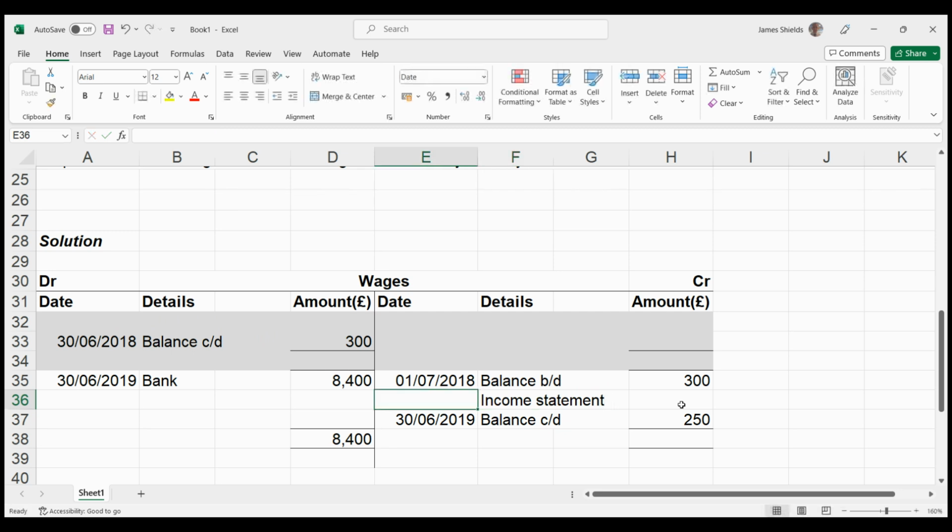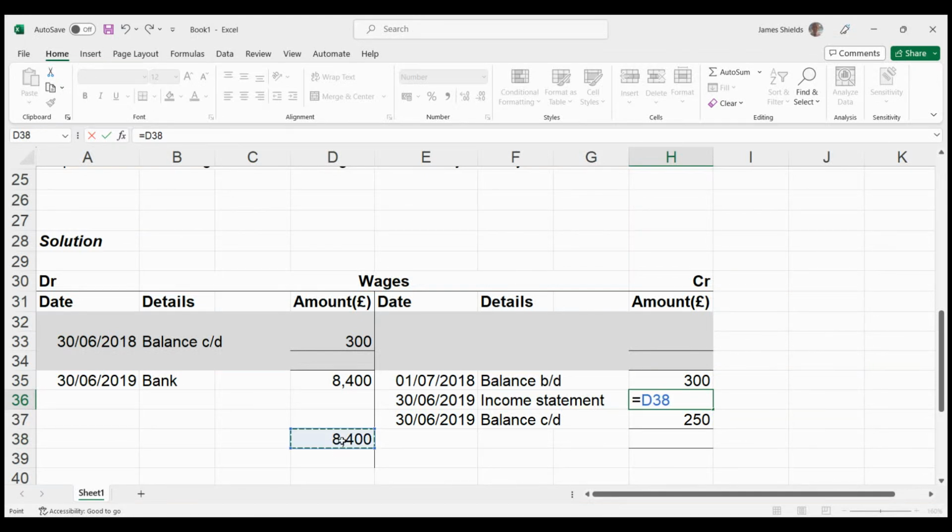And it's for the end of the year, 30th of June 2019. So that goes there. And the amount is going to be the £8,400 minus the £300 minus the £250. That's going to come to £7,850. So that's going to be our entry in the income statement.